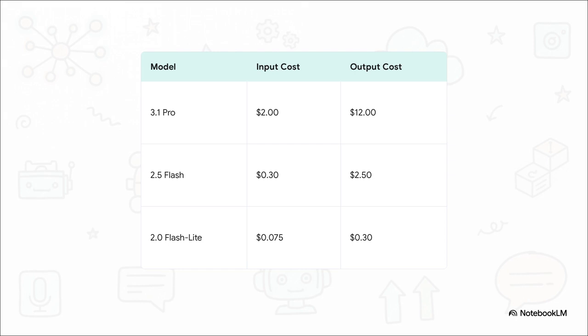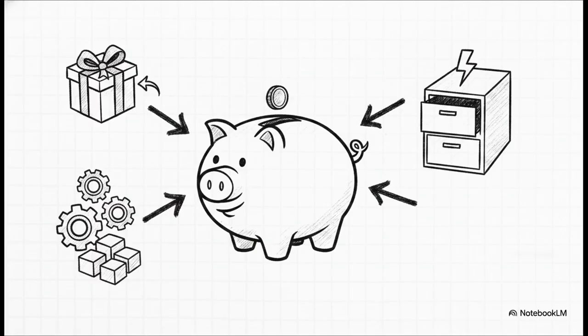And if you're doing sheer high-volume, repetitive budget tasks, 2.0 Flash-Lite drops the cost all the way down to a fraction of a cent per million tokens. It's a huge difference. And if you want some brilliant hacks to protect your wallet, here you go.